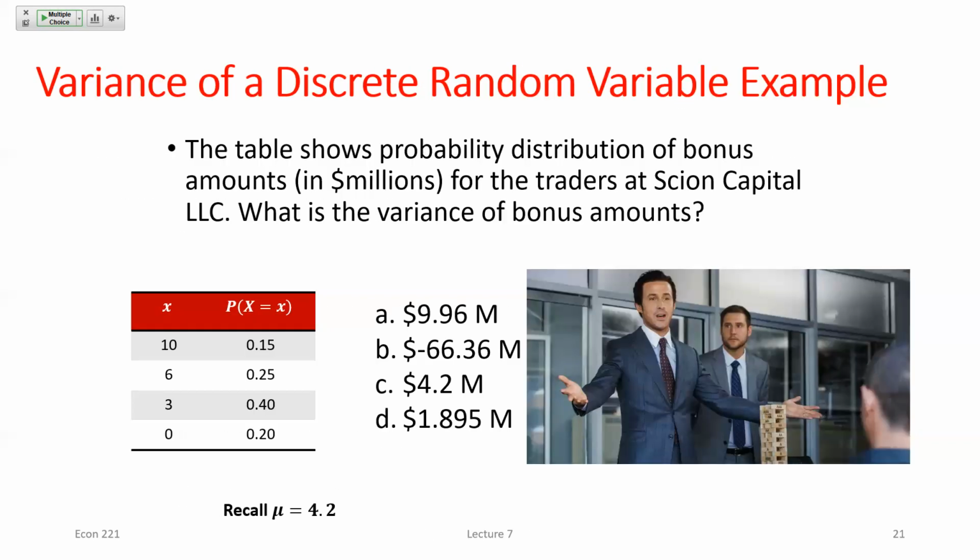I don't think I have a slide for that, but you can imagine, if I wanted to write this out, it wouldn't be overly difficult. We get 10 minus 4.2 squared times 0.15 plus 6 minus 4.2 squared times 0.25, I think it was. If I get any of these numbers wrong, let me know. Let's see if I can do this from memory here.